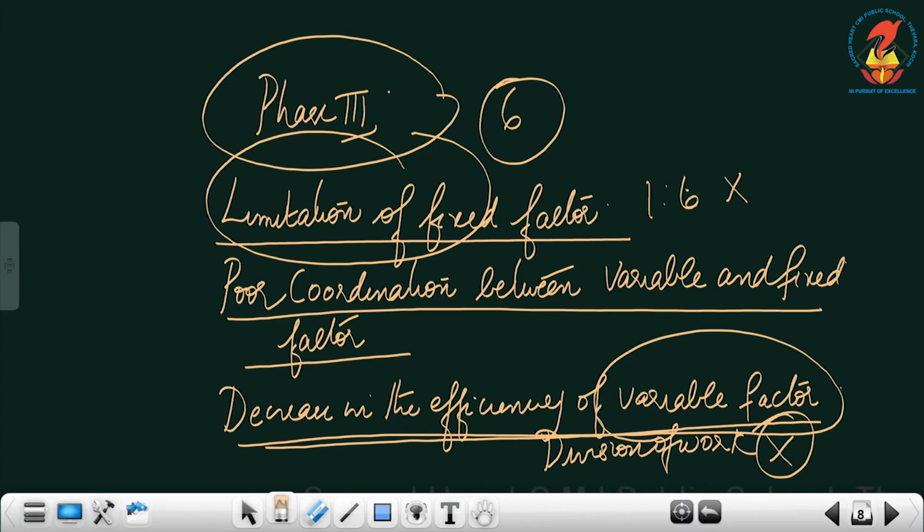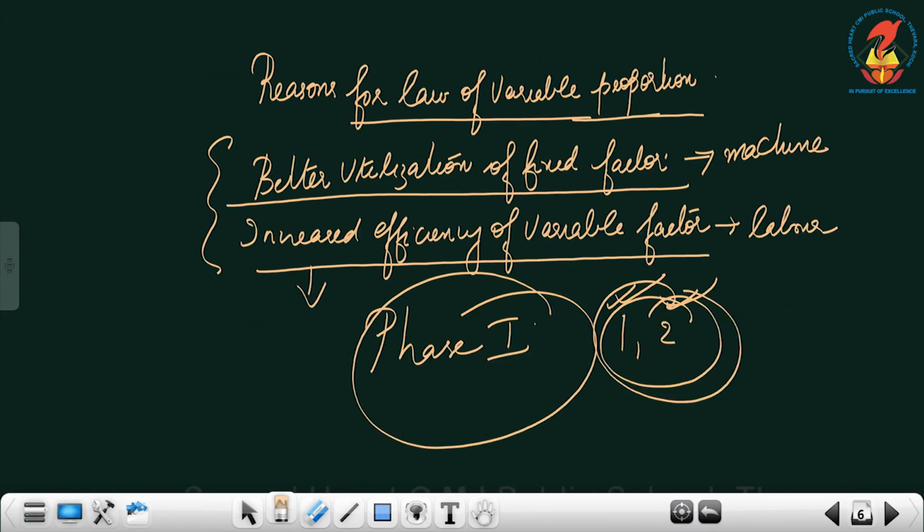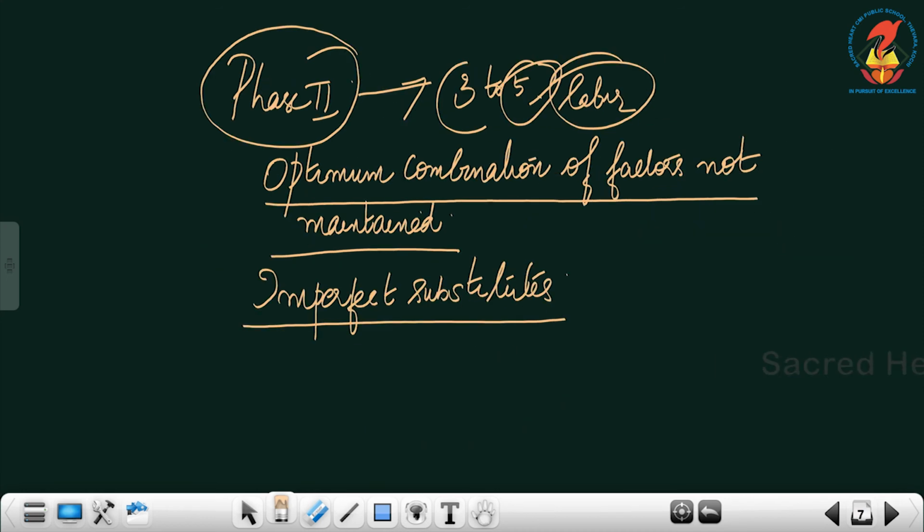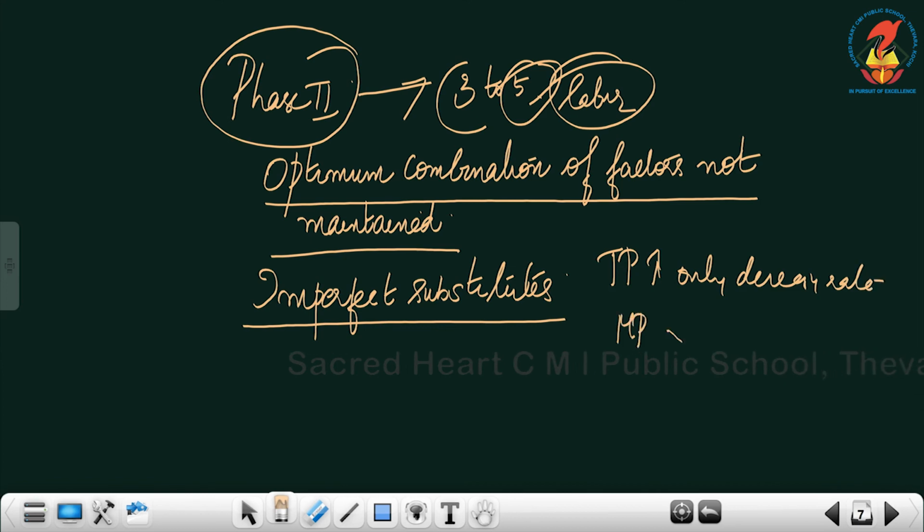So we were learning about the reasons of the law of variable proportion. In the first phase, what is the reason? In the first phase, we can find total productivity is increasing at an increasing rate. Marginal productivity is also increasing, isn't it? So what is the reason behind that? Because there is a proper utilization of fixed factor and there is increased efficiency of variable factor, because the ratio was good. In the second phase, we can find total productivity increases but only at a decreasing rate, isn't it? Whereas marginal productivity falls.